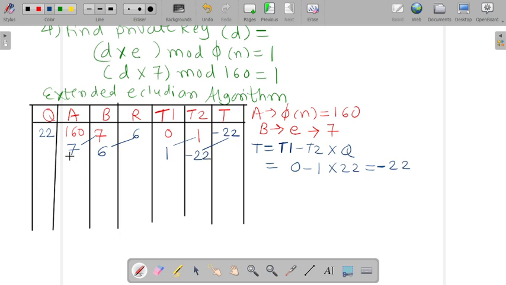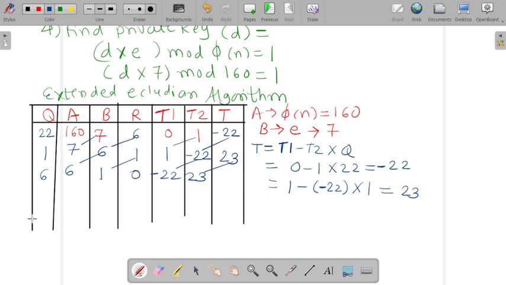Again, we have to find 7 divided by 6. That is, 6 ones are 6, and we will get the remainder 1. So for this one, T1 and T2, we will find 1 minus minus 22 into quotient, that is 1. And we will get the value, that is 23. Again, we have to shift the value 6 here and 1 here, then minus 22, and here it is 23. Now, we can calculate 6 divided by 1, that is 6, and we will get the remainder 0.